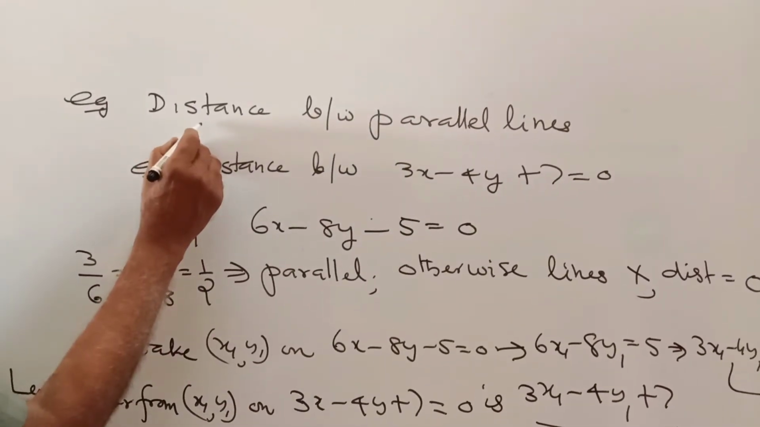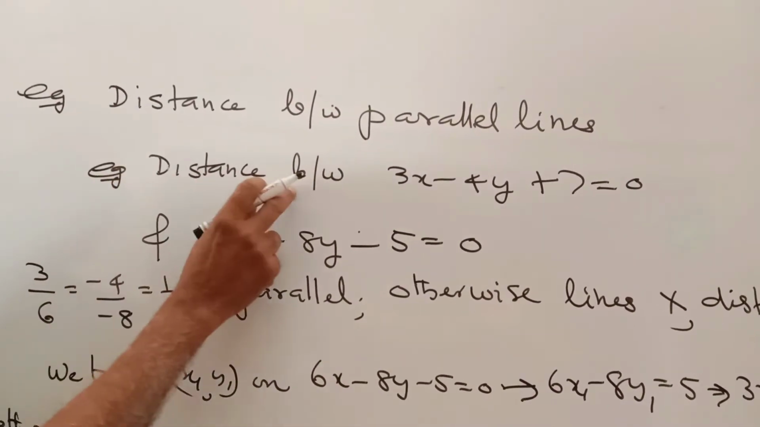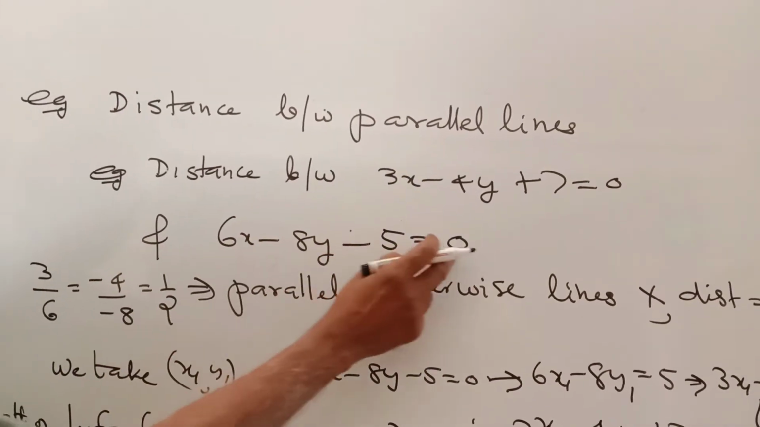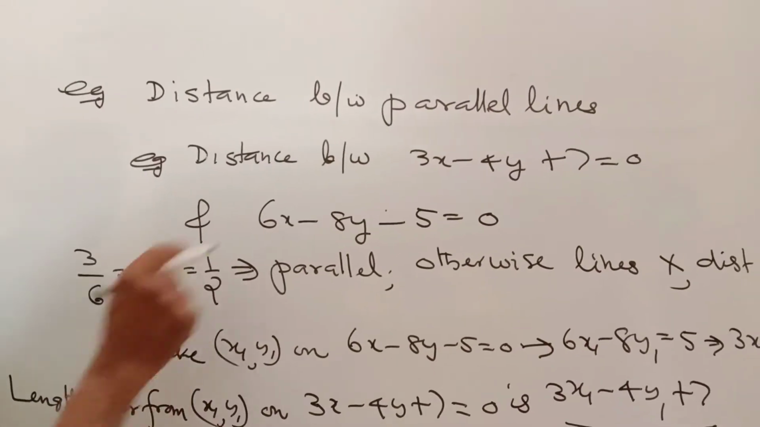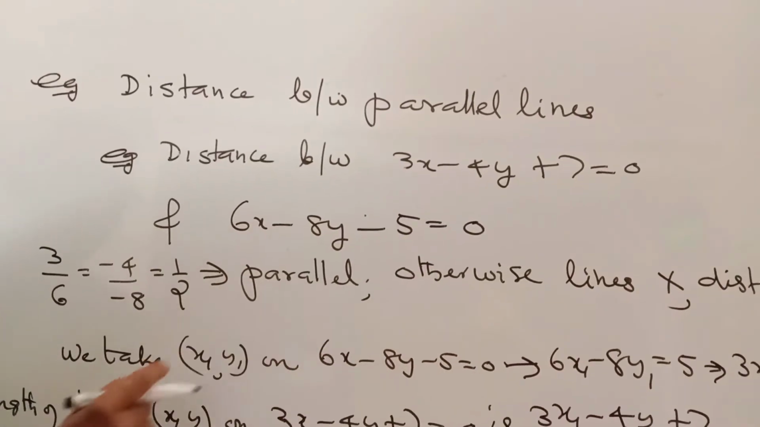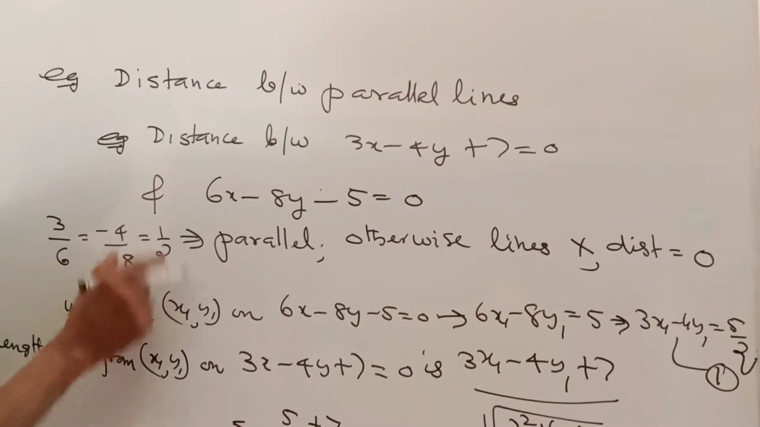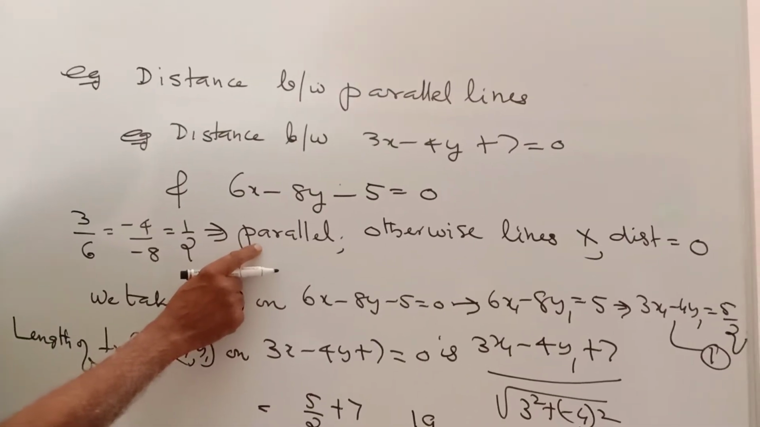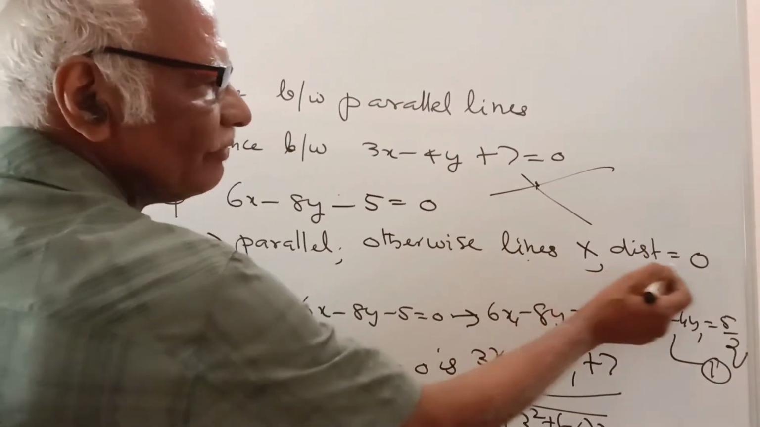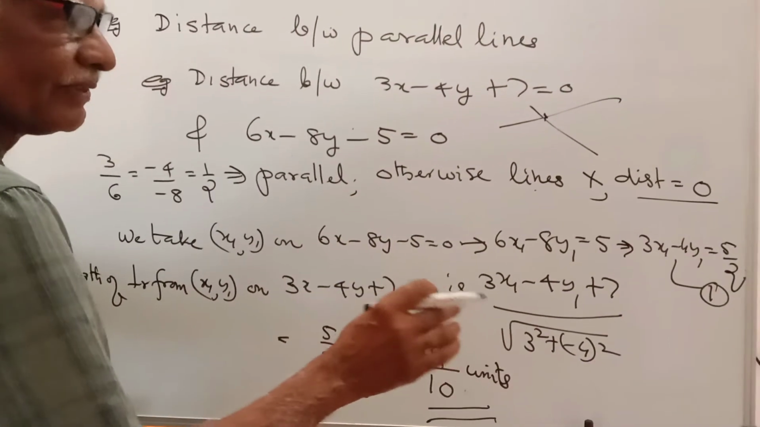Here we find the distance between parallel lines. Example: distance between 3x minus 4y plus 7 equals 0 and 6x minus 8y minus 5 equals 0. Now we observe the ratio of x terms, 3 by 6, and the ratio of y terms, minus 4 by minus 8. Both are 1 by 2. So the lines are parallel. If the lines are not parallel, they will intersect and the distance will be 0. So the distance between two lines exists only if they are parallel.